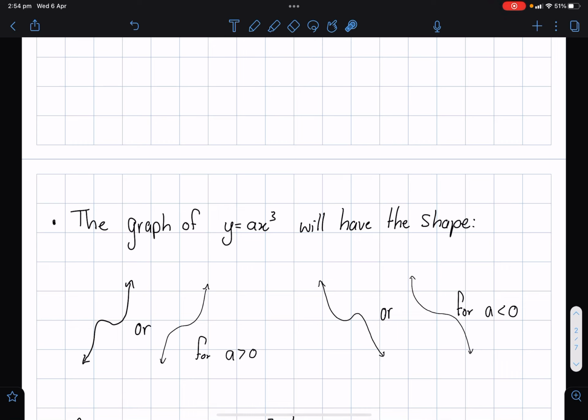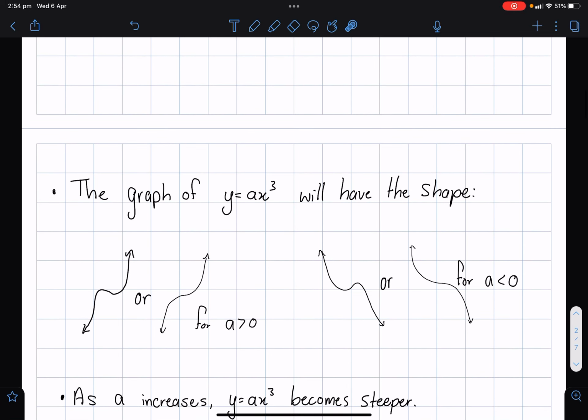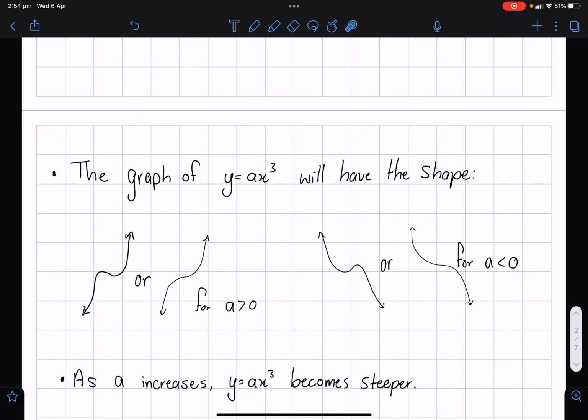Okay, so it's a bit like a positive and a negative gradient. All right, positive gradient looks like that, negative gradient looks like that. So similar sort of thing for the shape of a cubic, my apologies. So as a increases, y equals ax cubed also becomes steeper.